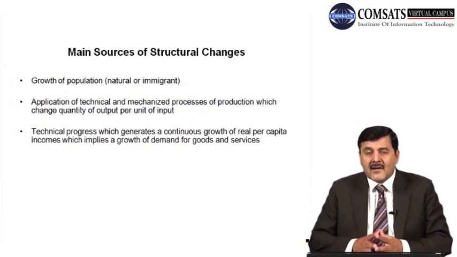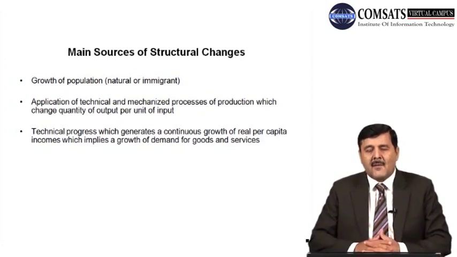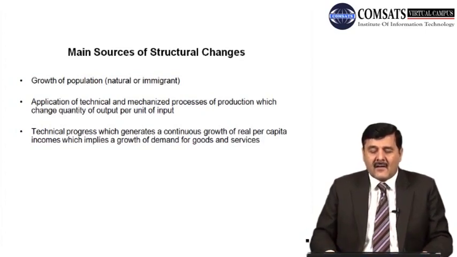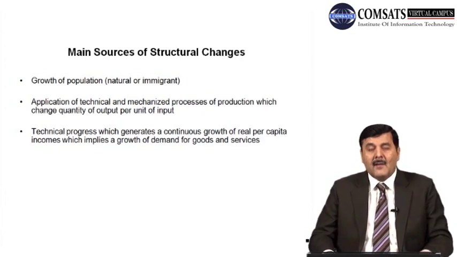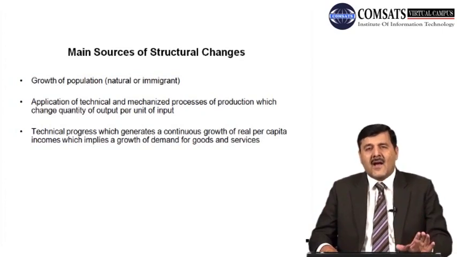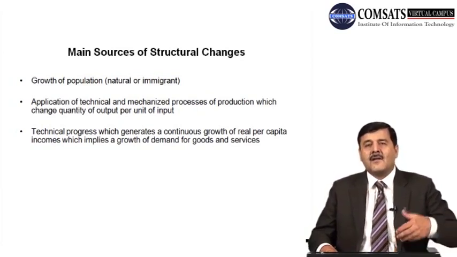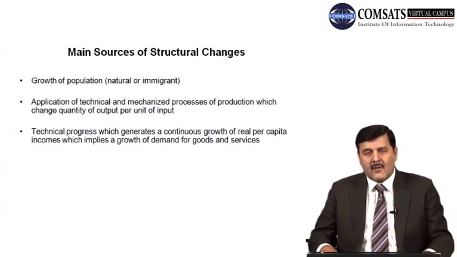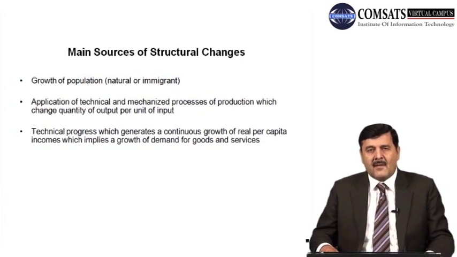And the third is the adoption of technical progress. अगर आप जो दुनिया में international level पे technical advancement हो रही है, अगर आप उसको adopt करते हैं तो that generates a continuous growth of real per capita income which implies a growth of demand for goods and services, and which in turn promotes the standard of living of the society. So there are three main sources of structural change. एक population है, दूसरा जो है application of technical and mechanized process in the production process है, तीसरा जो है technology कितनी आप adopt करते हैं, जो कि new technologies develop हो रही हैं with the passage of time in the society and at the international level, international market.